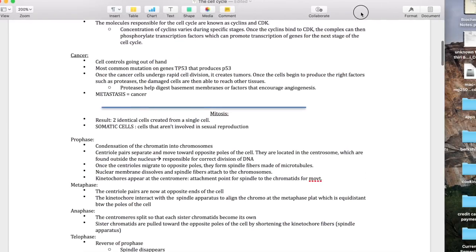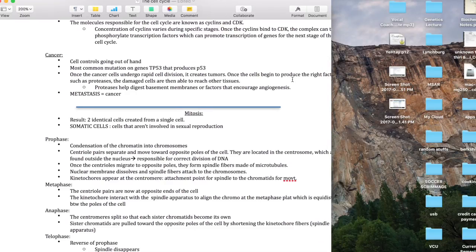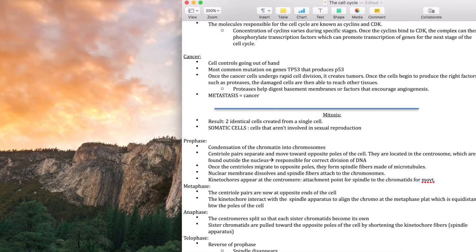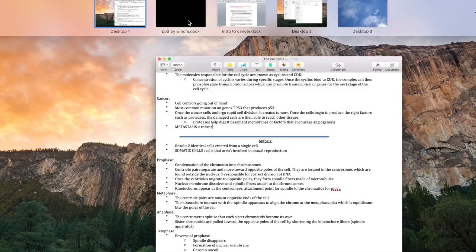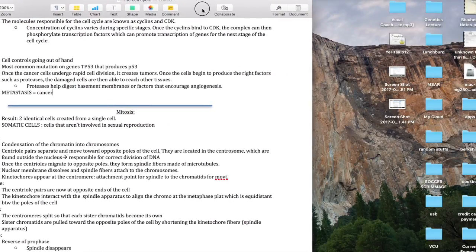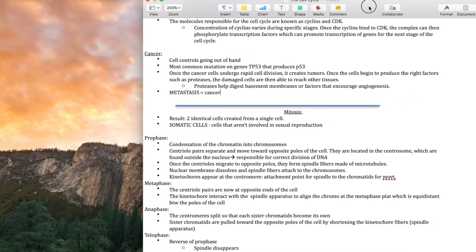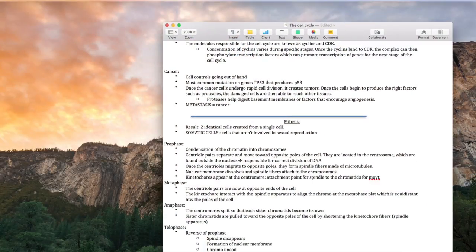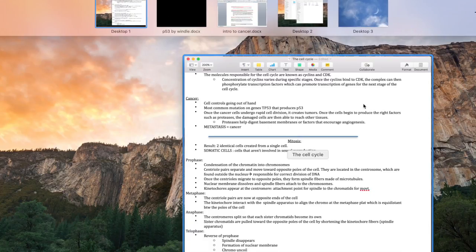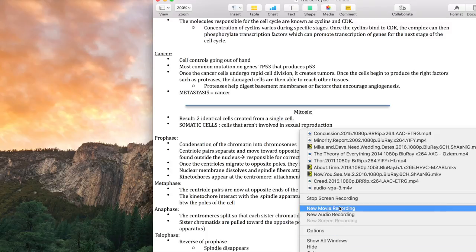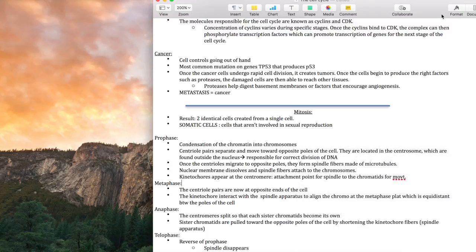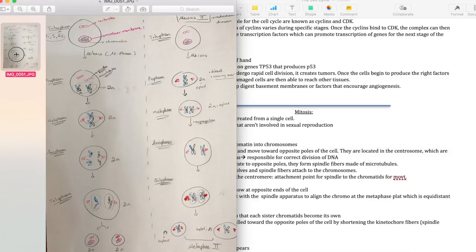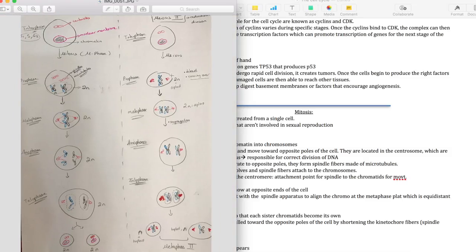All right, mitosis. I actually drew a picture. Interesting, right? I drew a picture. Unbelievable. I drew a picture. Give me a sec. What is my picture? Hi, right there you go.